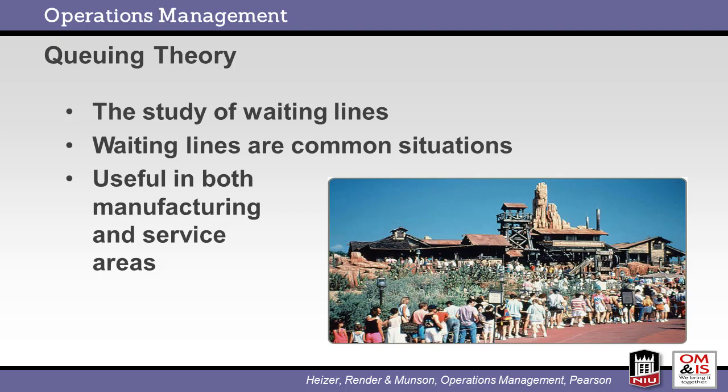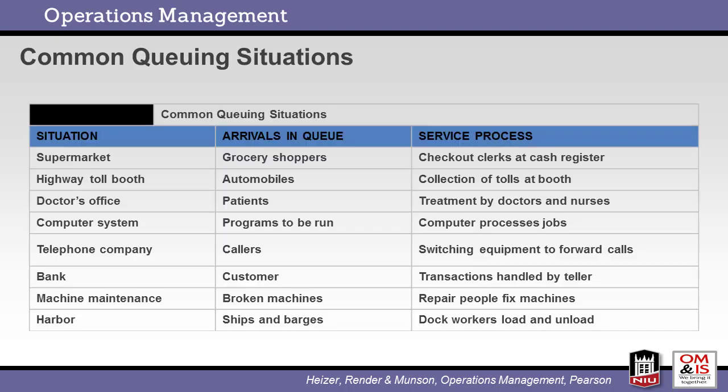Queuing theory is the study of waiting lines and applies to both manufacturing and services. Here are some situations where waiting in line is common. The table lists the situation, who or what is in line, and the associated service process. One that I think is interesting is the example of the computer system.